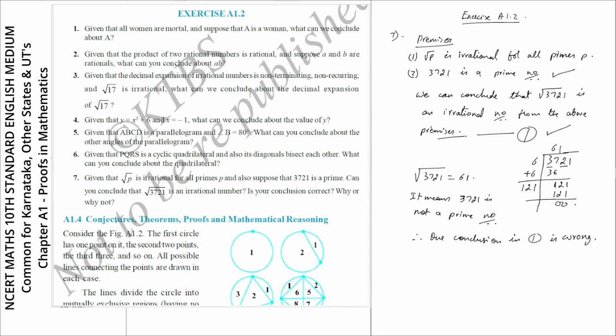But when we verified, we found that 3721 is not a prime number at all. Actually, the square root of a prime number will be an irrational number. But here, what are we getting? We are getting an integer. We are getting a whole number. That's why 3721 is not a prime number. The last sentence I'll write: our conclusion in 1 was wrong because the premise or the hypothesis was wrong.